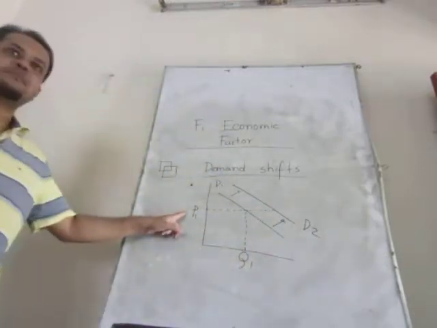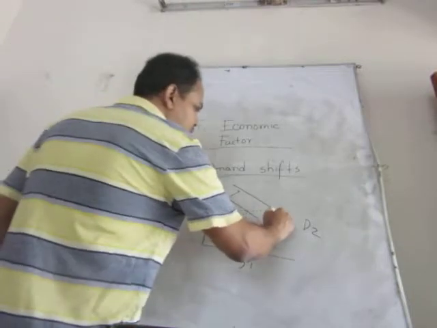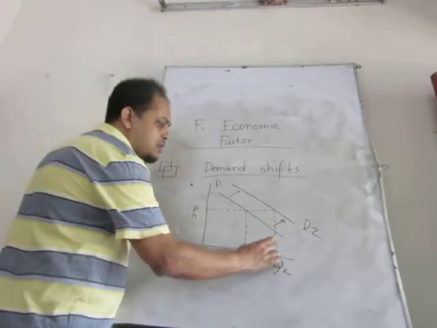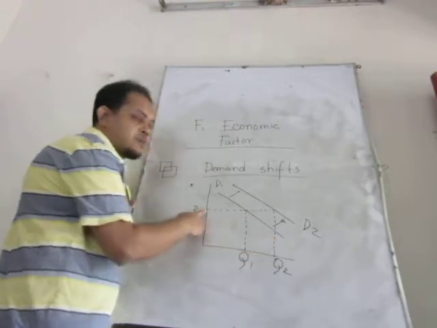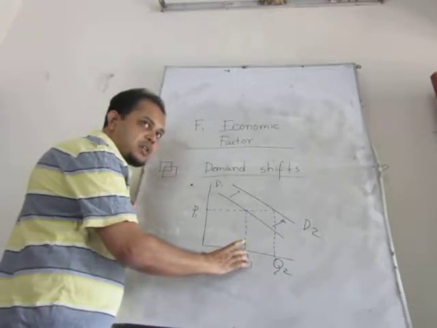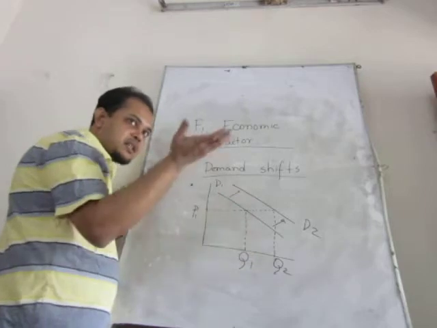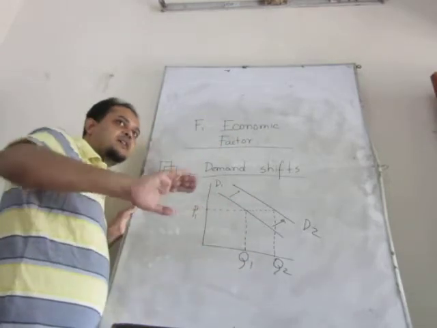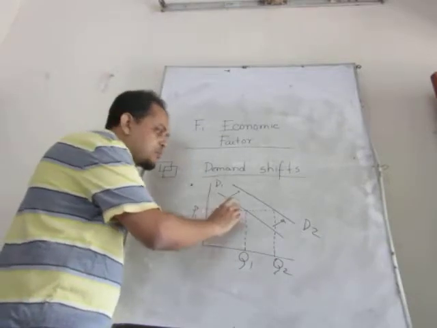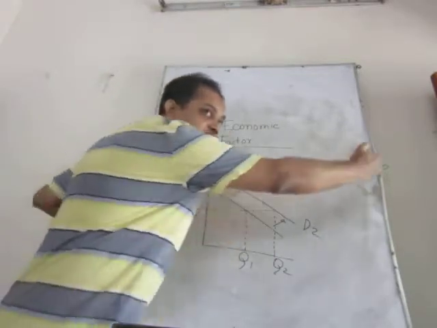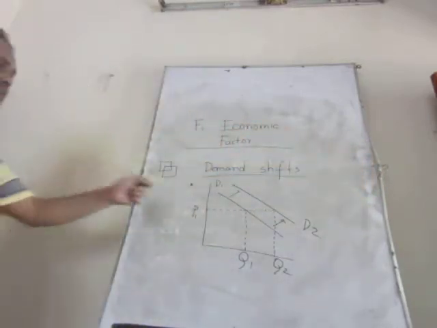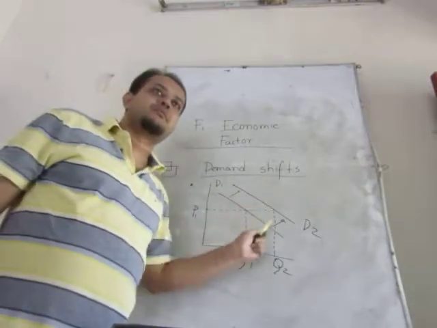The price remains the same, but now people are demanding more. Clear? Price is same. Initially at this price, your quantity demanded was this much. But now, because of the changes in the income level that we have discussed, the disposable income of the society has gone up. That's why at the same price, people will demand more, because the demand line shifted upwards. Clear? This is called demand shift.